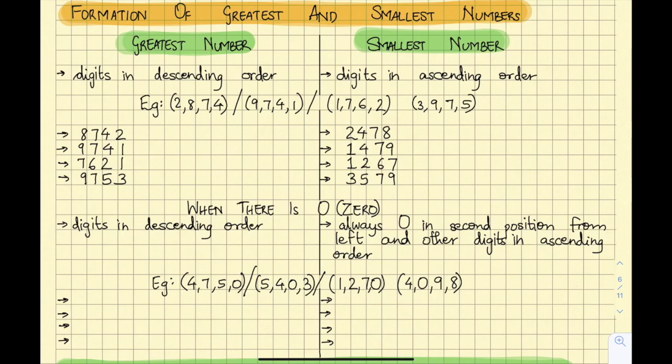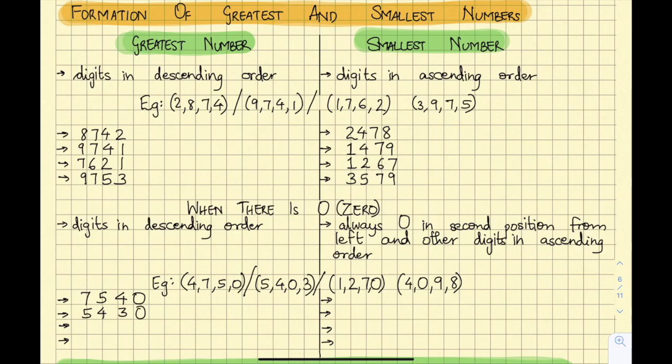The first one given is 4, 7, 5 and 0. Out of all these the biggest digit is 7. Then we have the next smaller digits 5, 4 and the smallest is 0. So 7540 is the greatest number. Next set of digits: 5, 4, 0 and 3. Here the biggest digit is 5. The smaller digit is 4. Still smaller is 3 and the smallest is 0.